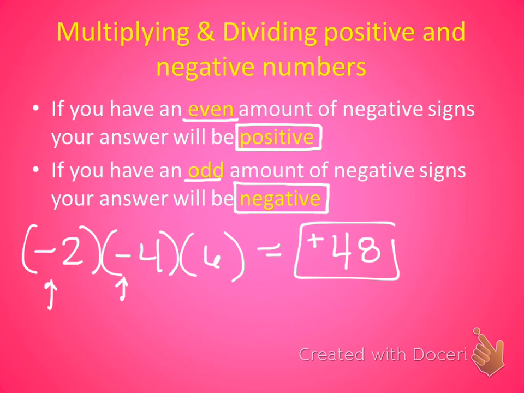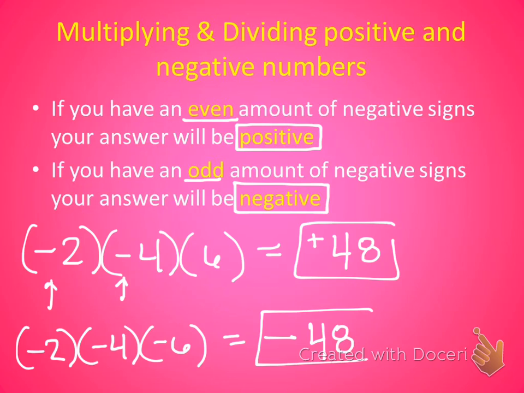Okay, but if I had this same problem and it looked like this, -2 times -4 times -6, how many negative signs do I have? 3. So is that an even or an odd number? Odd. So I know my answer is going to be negative. I go ahead and write that negative sign there, then I can just multiply the numbers and not even think about it. 2 times 4 is 8, times 6 is 48. Okay? So those are the rules for multiplying and dividing positive and negative numbers.